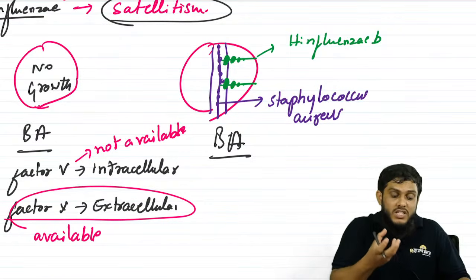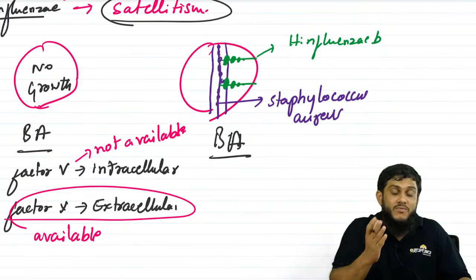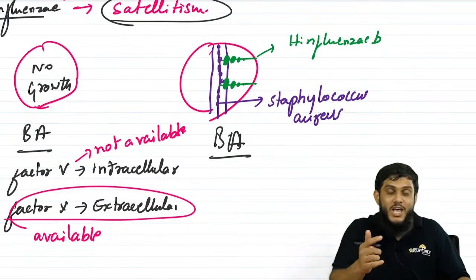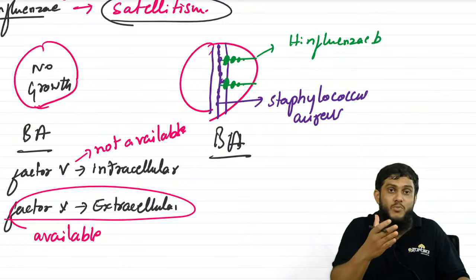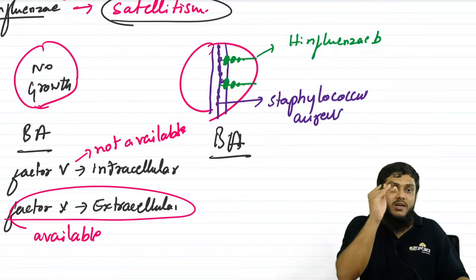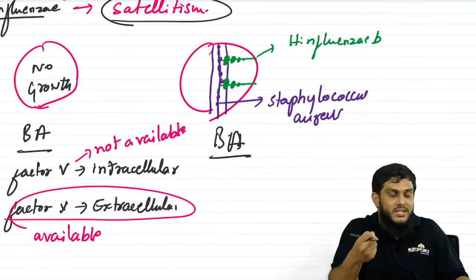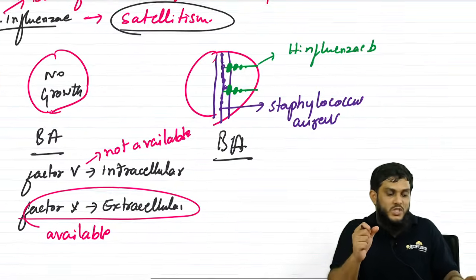And why is Haemophilus influenzae B growing near Staphylococcus aureus? Staphylococcus aureus produces a toxin hemolysin, which causes the breakdown of RBC, that is hemolysis. When there is hemolysis, factor V is outside. So near the Staphylococcus, where there is hemolysis, factor V and factor X are both available. That's why they are growing better. When they go away from the Staphylococcus aureus, hemolysis is decreased. As hemolysis is decreased, factor V availability is decreased. Therefore, the colony size and growth decrease. Ultimately, when it is far away, there is no growth. This is what is known as satellitism.